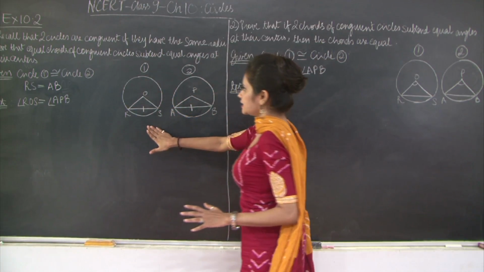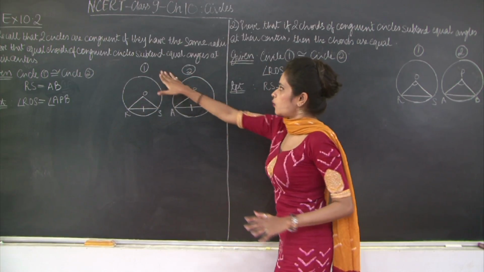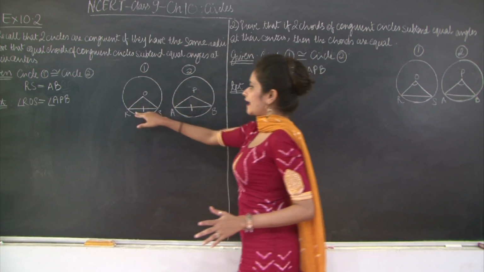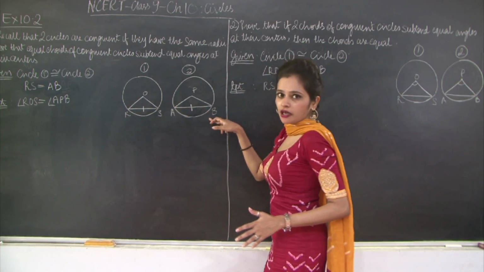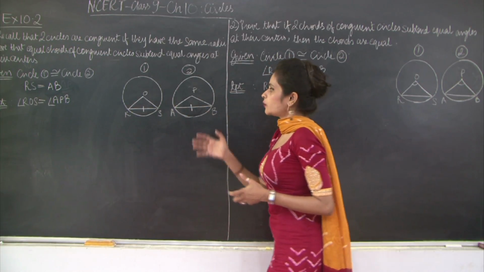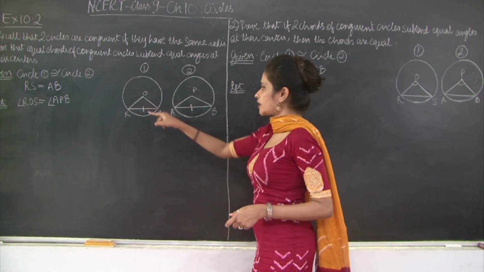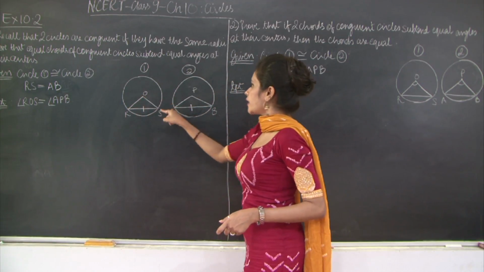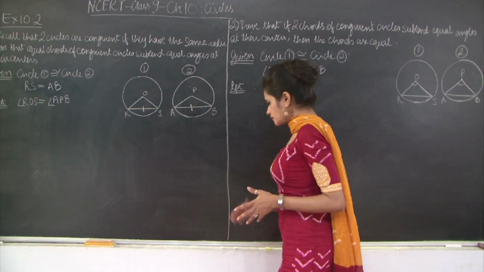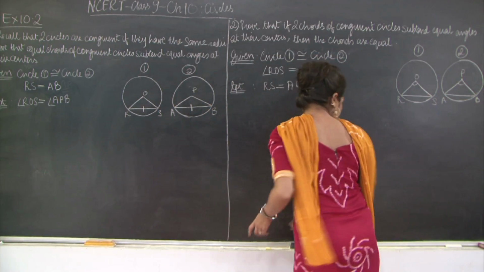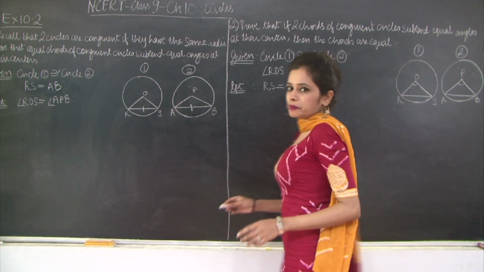So, what we have done is we have drawn two circles, circle number 1 and circle number 2, such that they have chords RS and AB which are equal to each other. We need to prove that the angles subtended by these chords at their centers are equal to each other. That means we need to prove that angle ROS is equal to angle APB. So, how do we prove this?